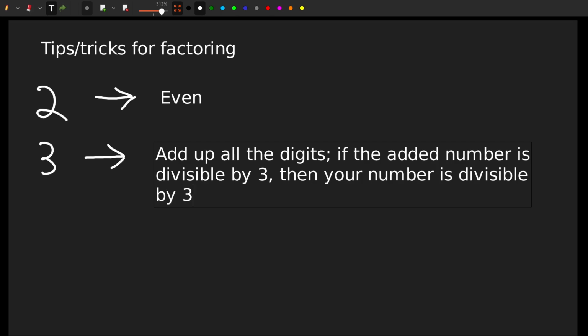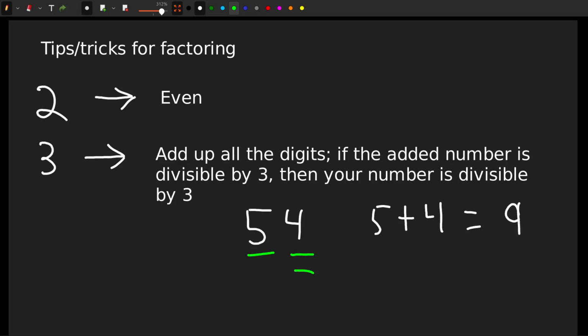Okay, and so what do I mean by that? Let's take a good number, for example. Let's try 54. So we're going to find out if 54 is divisible by 3. In order to use this little trick, you need to add up the digits 5 and 4. So 5 plus 4 equals 9. And then we need to ask ourselves, is the number 9 divisible by 3? The answer is yes. 9 divided by 3 is clearly 3. So therefore, 54 is divisible by 3.